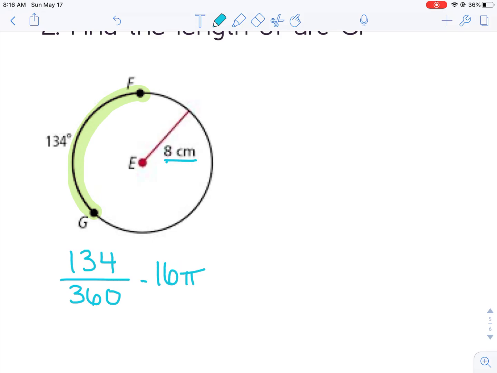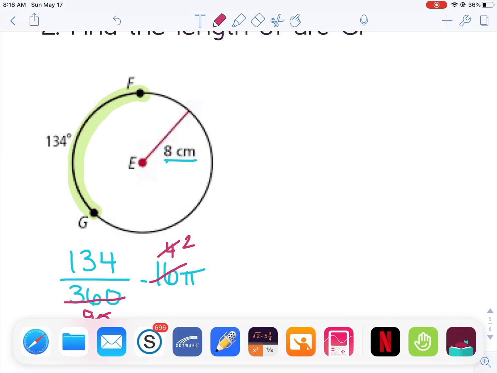16 and 360 are both divisible by 4, so I'm going to clear my fractions there. So I have 4 pi here. 360 divided by 4 is 90. Again, they're both divisible by 2. So I can clean things up just a little bit. I could also have simplified the 134 and the 360 first by clearing out a 2.